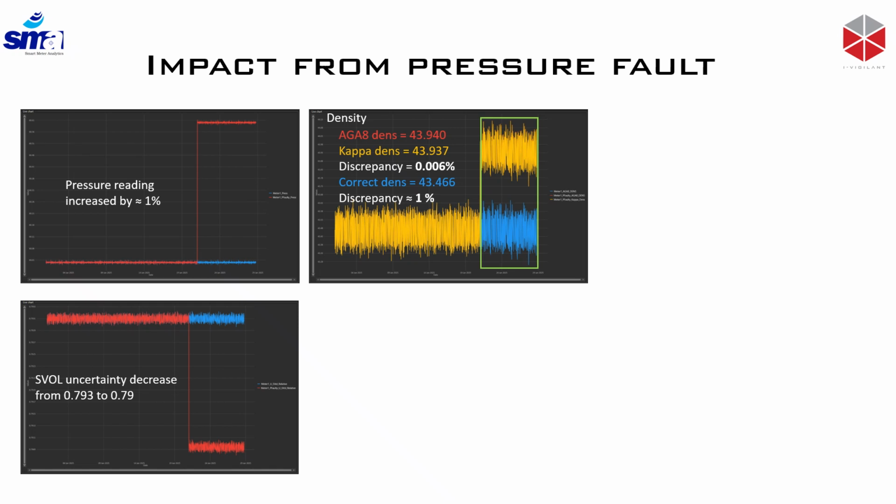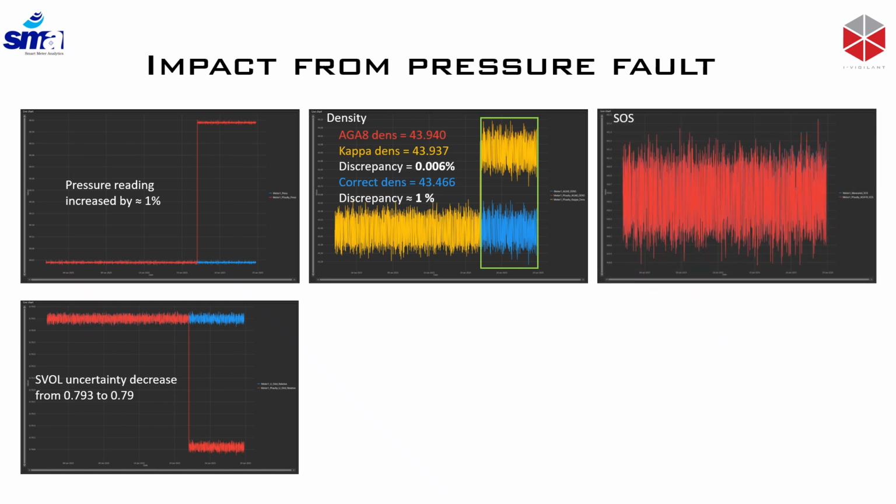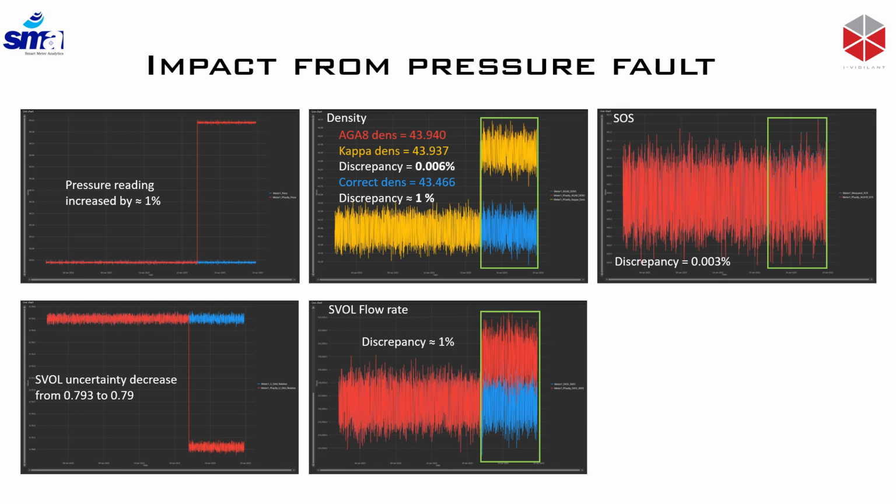If you see, the correct density is the blue line, and you can see that as the pressure goes up by 1%, the density also goes up by about 1%. What's really interesting as well is the speed of sound: you hardly see any difference. With the pressure change, the speed of sound actually deviates from what it should be by 0.003%. However, the impact on the standard volume flow rate is 1%.